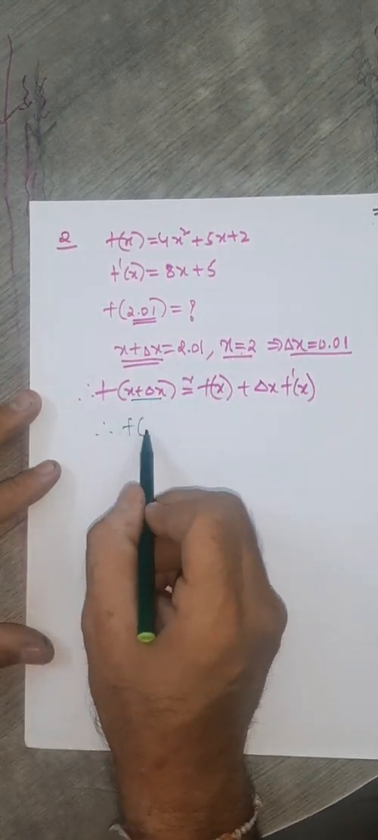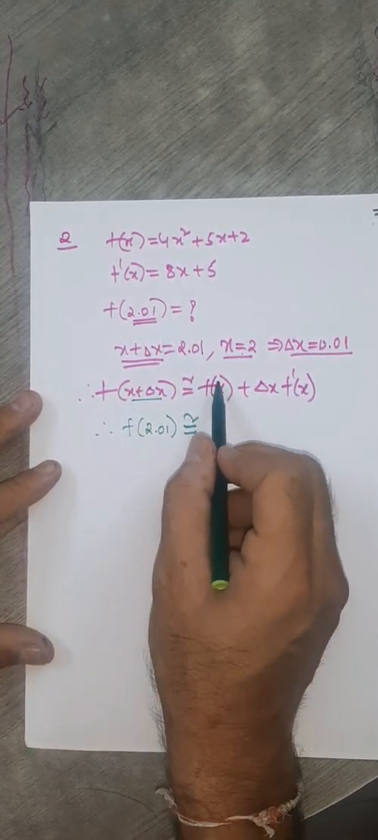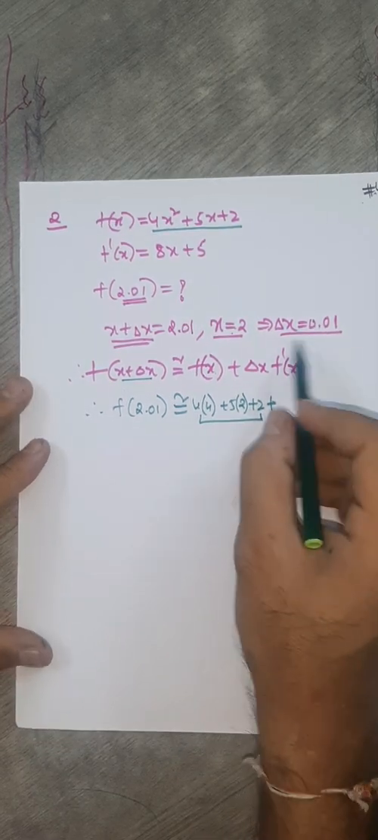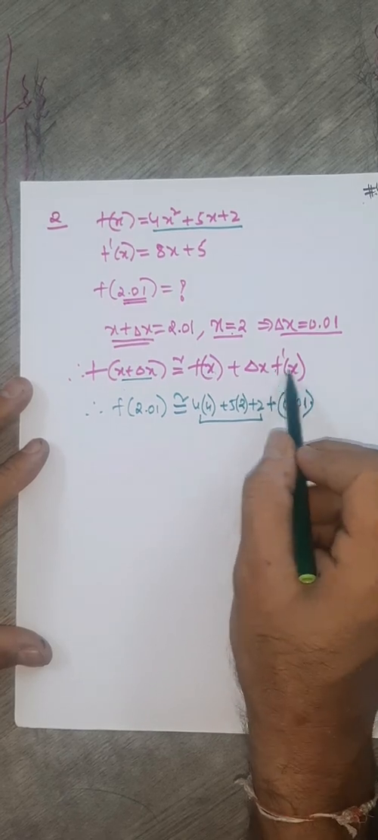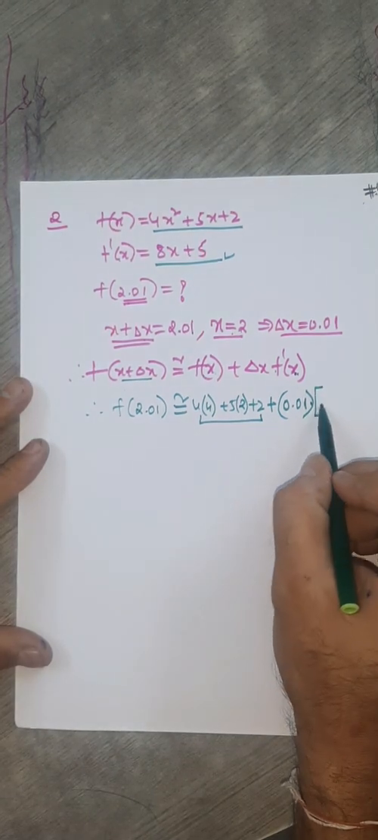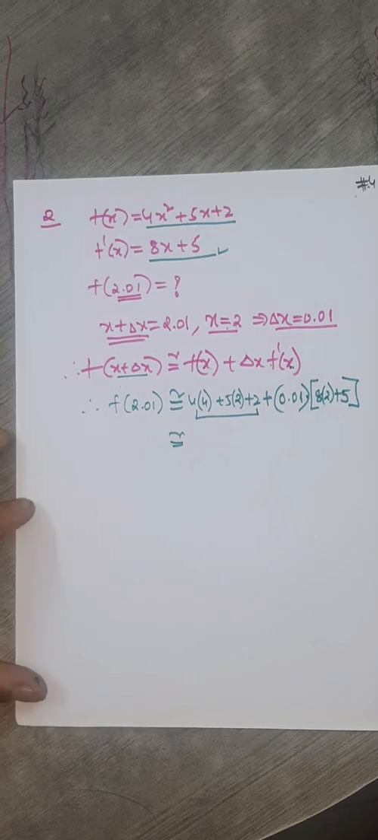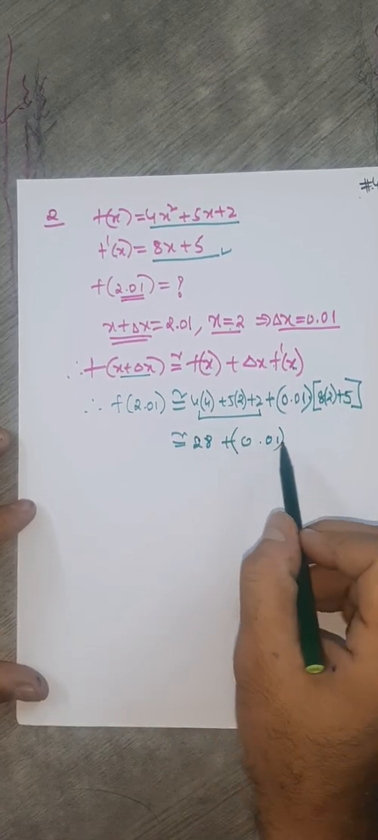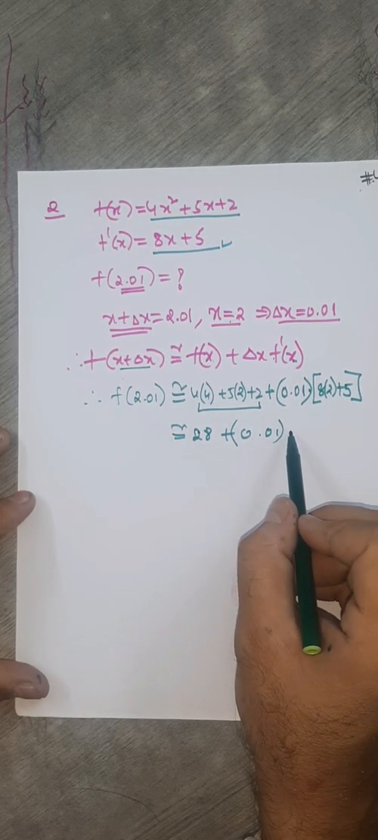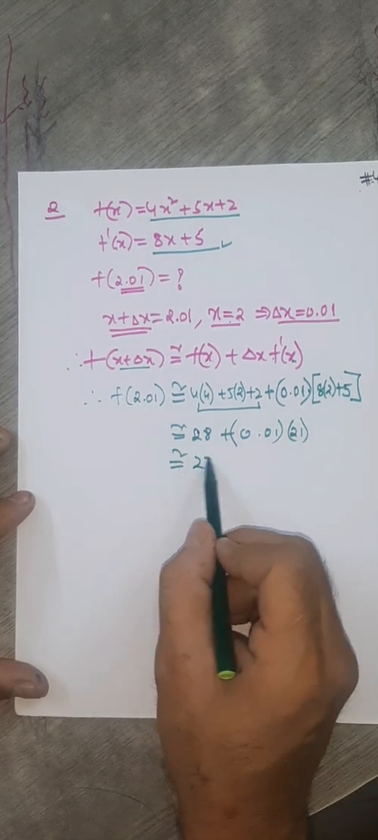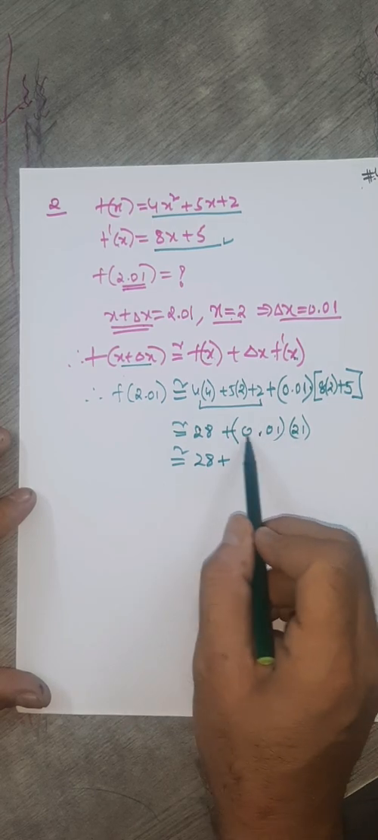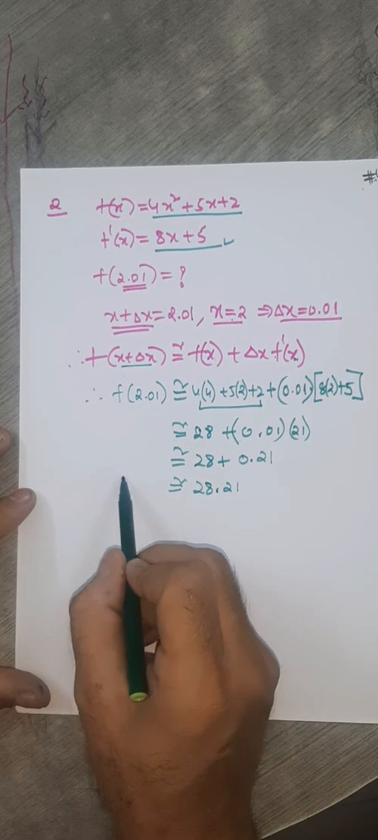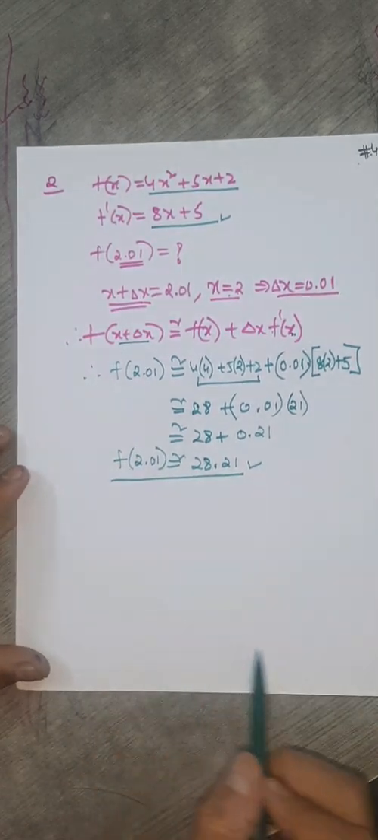Here, this is 2.01. So f of 2.01, that's what you want. Here 2, f of 2. So put 2 here everywhere. 4 into 4 plus 5 into 2 plus 2. I place 2 everywhere. What is delta x? That is 0.01. f dash 2, but x is 2. So here you put x equals 2. So 8 into 2 plus 5. Got it? This is nothing but 28 plus 0.01 into 21 here. So 28 plus, how much will we get? This into 21, so we'll get 0.21. And therefore the final approximate value is 28.21, f of 2.01. With the help of differentiation you have computed it here.